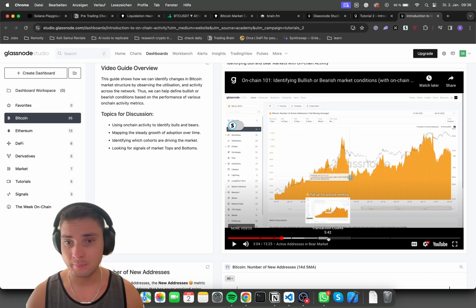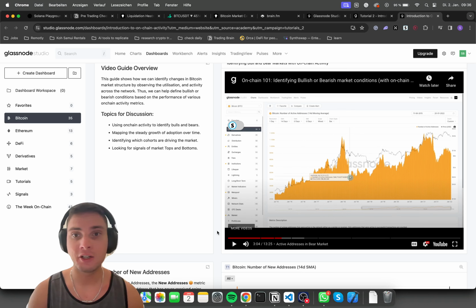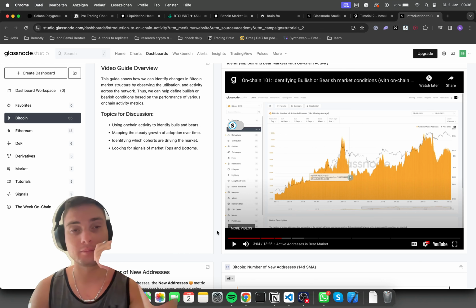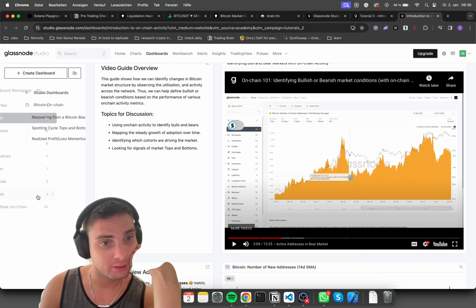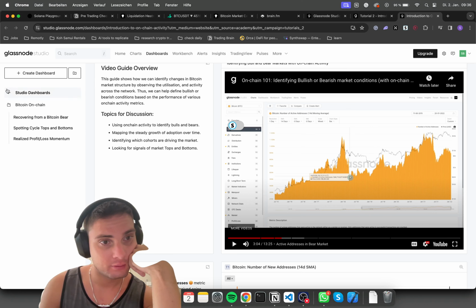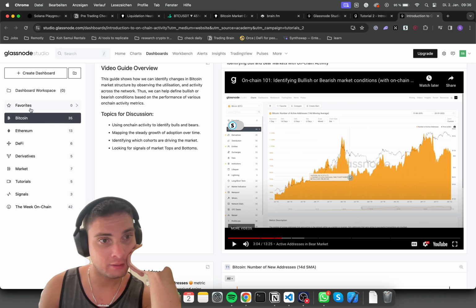And what I would find interesting is exchange inflows and outflows on chain. That is something I would like to see. But I don't know. Stablecoins and exchanges. Stablecoin. Yeah, okay, this is something we might look at.